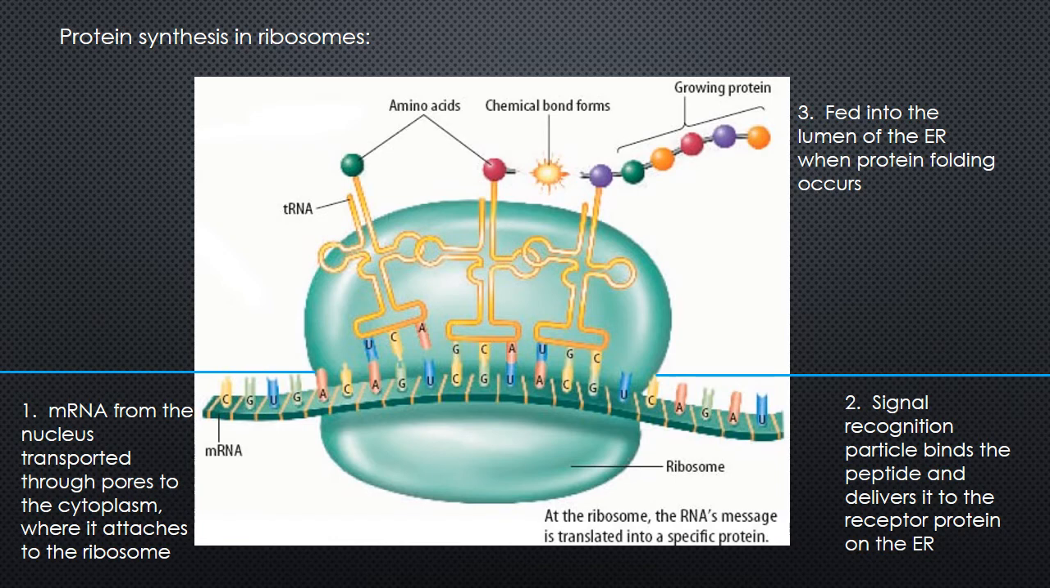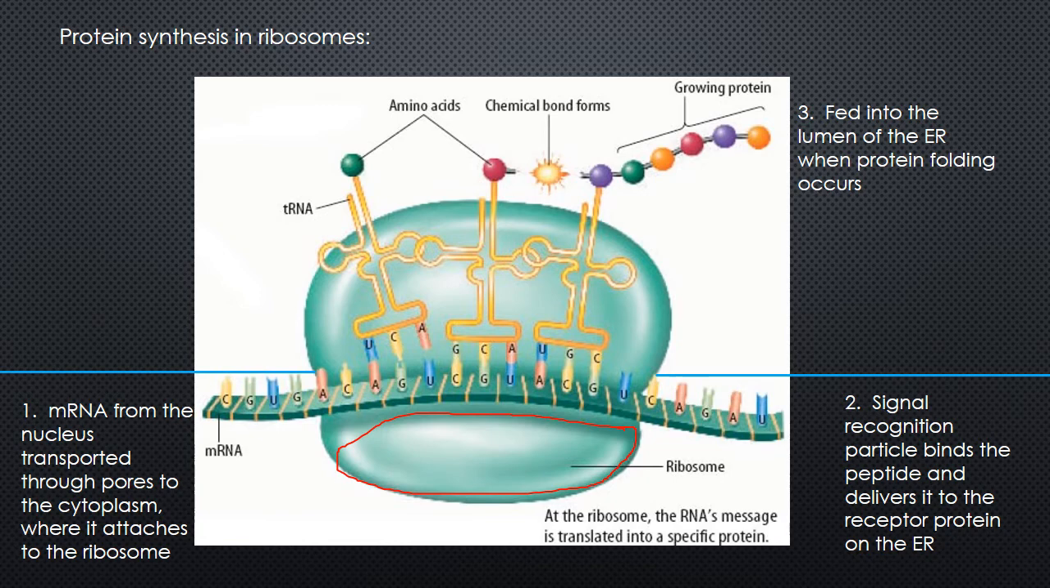So here is our ribosome with its two subunits. It has a small subunit down here on the bottom and the large subunit on the top. This ribosome is currently in the cytoplasm. In this image, I've pretty much said anything below the blue line occurs in the cytoplasm. Anything above the blue line is going to occur within the endoplasmic reticulum. So let's start at the beginning of the process.